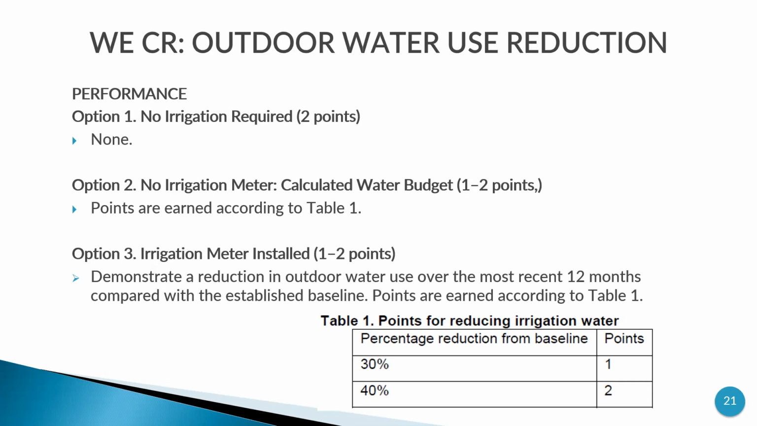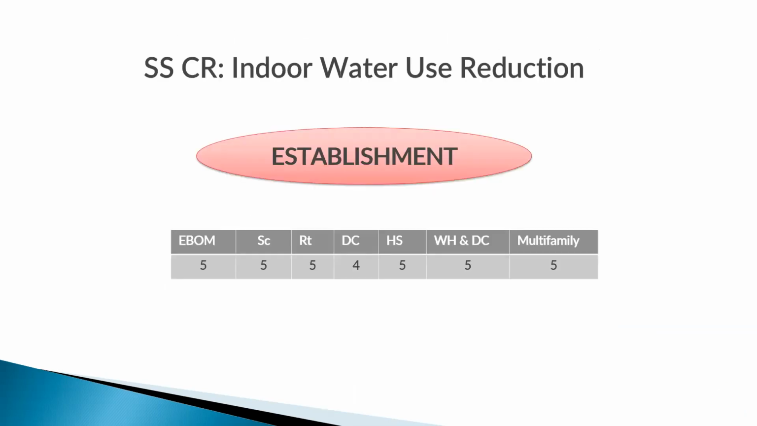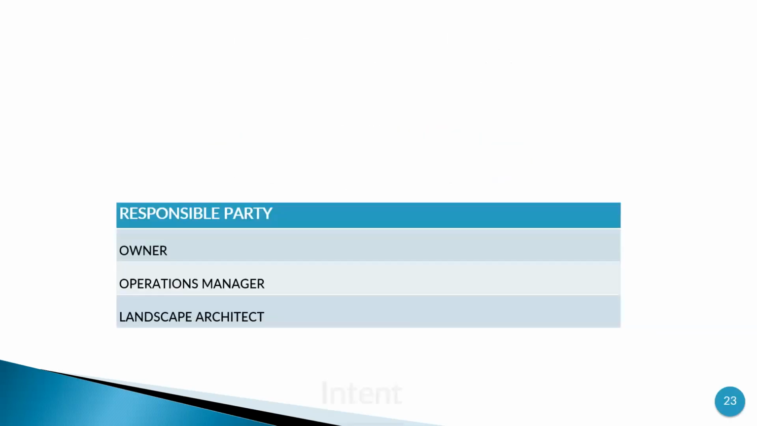Option 3 is about demonstrated reduction in outdoor water use over the most recent 12 months compared with the established baseline, where points are earned. Table 1 is about up to 30% reduction, you'll get 1 point, and 40% reduction, you'll get 2 points. Indoor water use reduction, you'll get 5 points.